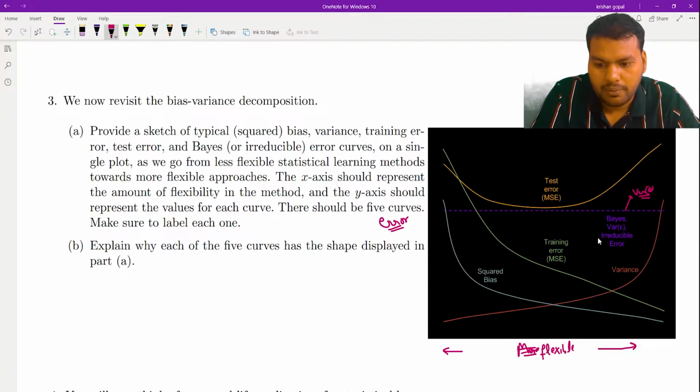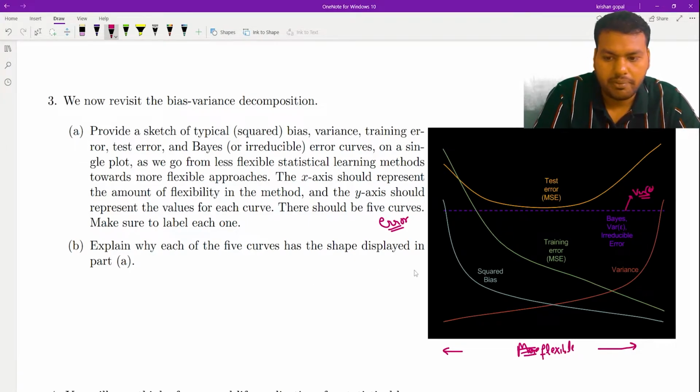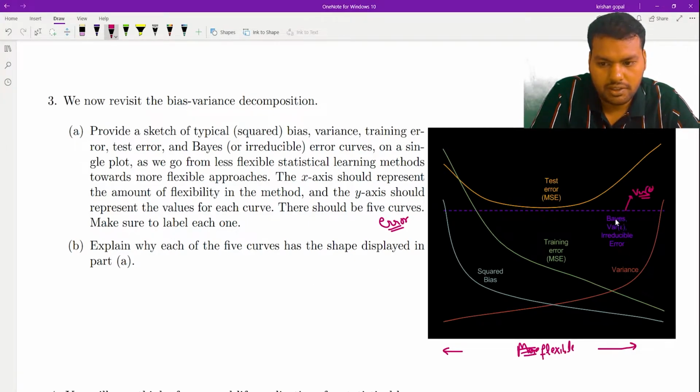Now what I am saying is, if I increase the flexibility of my model, the training error is very high at the starting, but then it will start decreasing. Okay, so let's take one term at a time and explain. This irreducible error is clear.